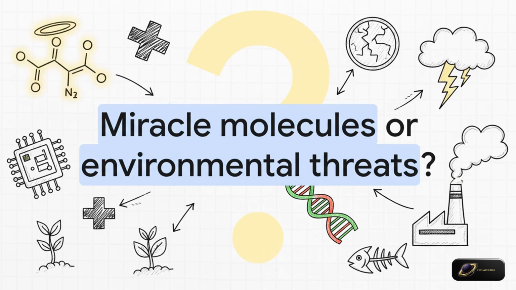So what's the final verdict here? Are these things miracle molecules that save lives and power modern tech? Or are they dangerous environmental threats that we need to handle with extreme care? The real answer is, well, they're both. The story of haloalkanes and haloarenes is a perfect example of the two-sided nature of chemistry, and it's a story that we are definitely still writing.